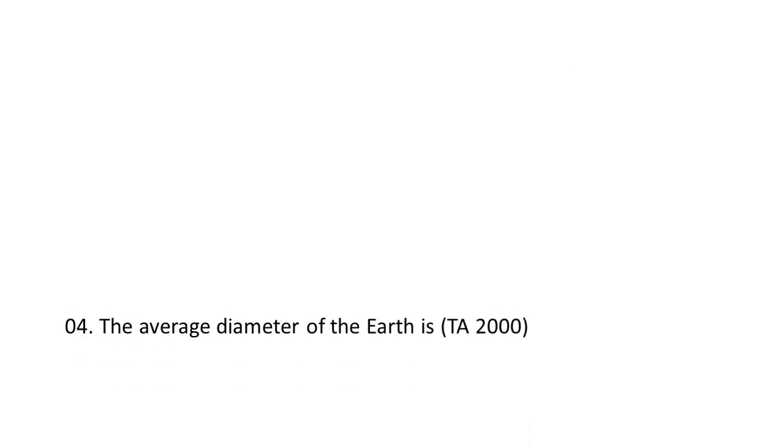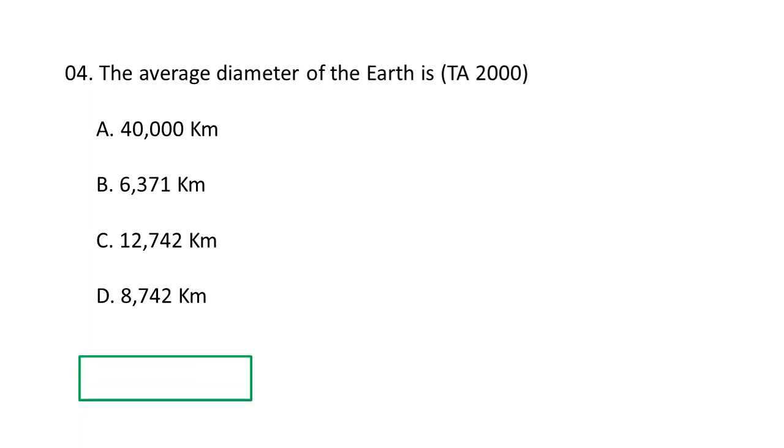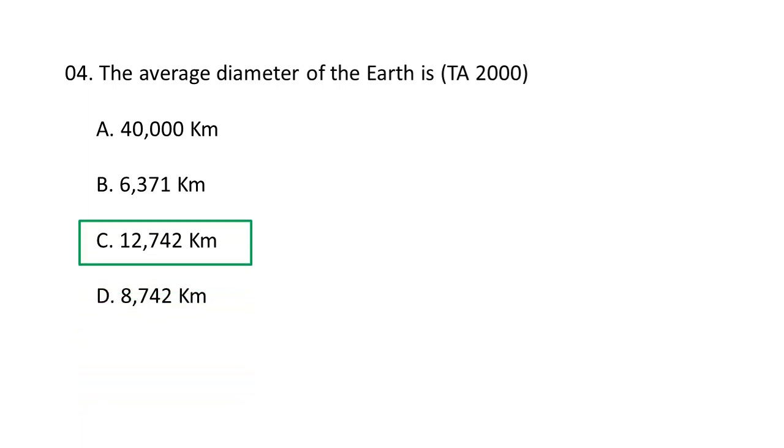Next question. The average diameter of the Earth is, so it's also a simple question, A. 40,000 kilometers, B. 6,371 kilometers, C. 12,742 kilometers, and D. 8,742 kilometers. The average diameter of the Earth is 12,742 kilometers. However, the diameter of the Earth varies depending on where it is measured, because the Earth is not a perfect sphere.